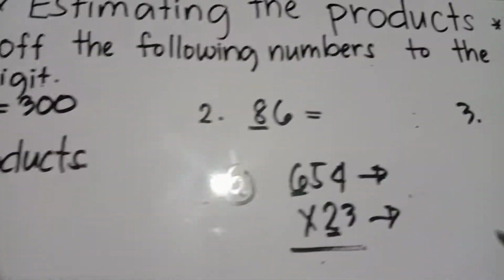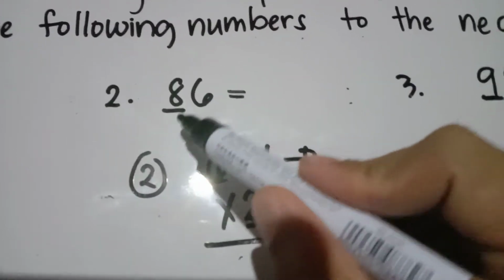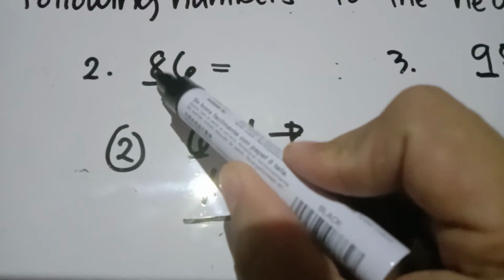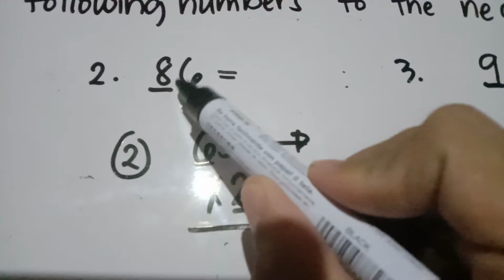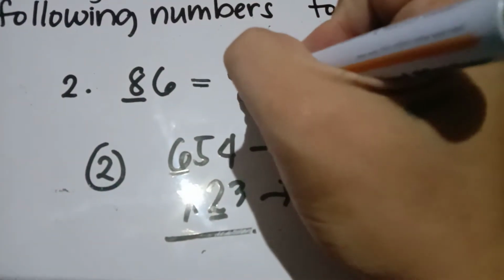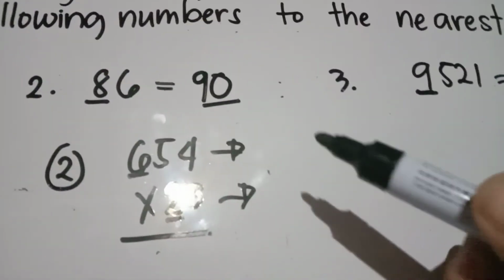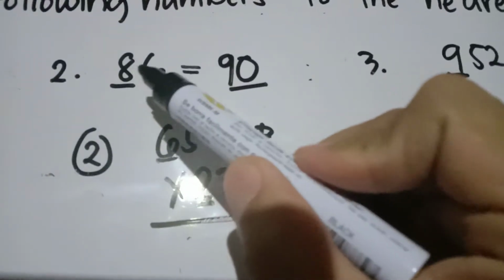Let us proceed with number 2, which is 86. Try to look at the underlined digit, which is 8, and the next digit at the right is 6. So we are going to round this digit. Since the next digit is 6, we are going to add 1. So 8 plus 1 magiging 9. That is equal to 9. Then 6 will become 0. So 90 is the rounded number of 86.